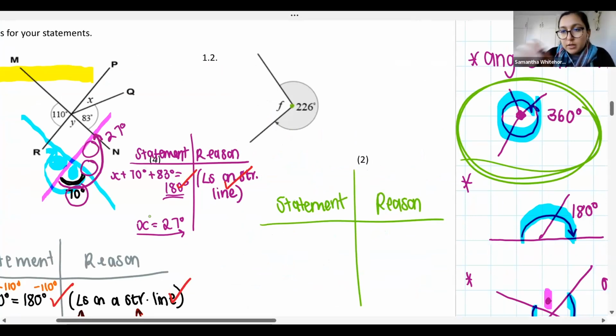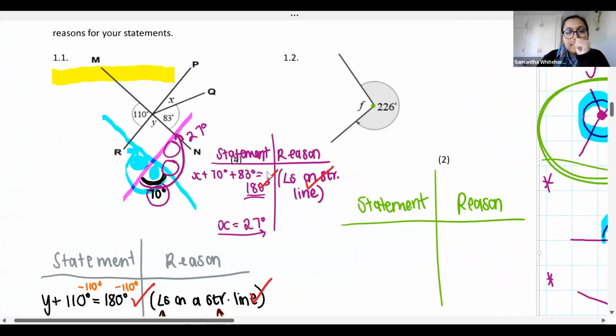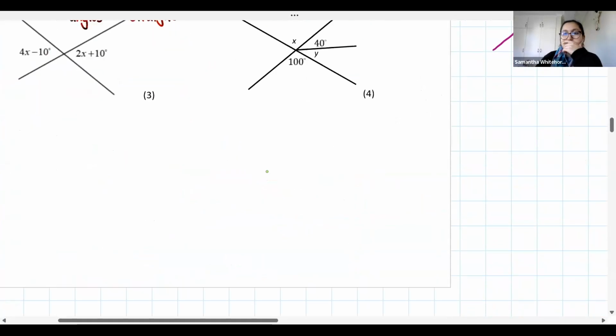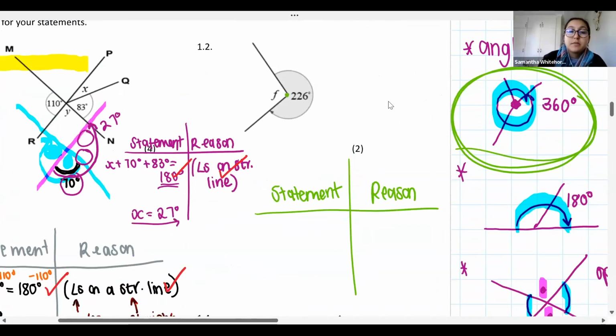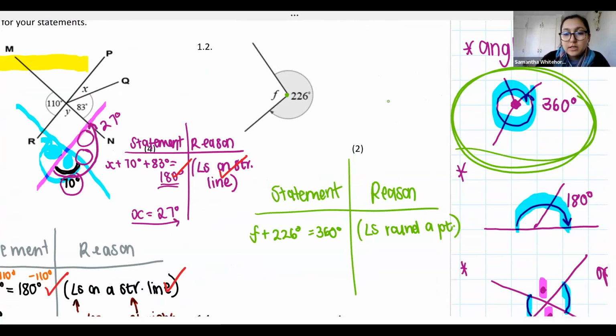So again, angles around a point. I'm going to rewrite my statement. I hate technology sometimes. F plus 226 degrees must give me 360. Everything seemed to change anyway, and I've got my angles around a point. Now again, grade 8s, you are welcome to abbreviate things. So this little symbol again is angles, and PT is point.